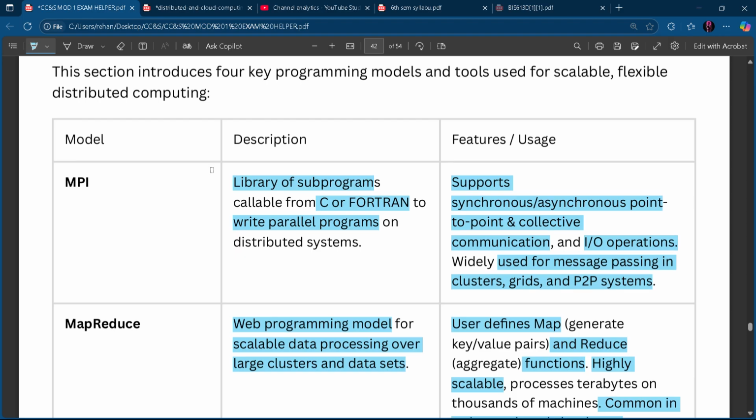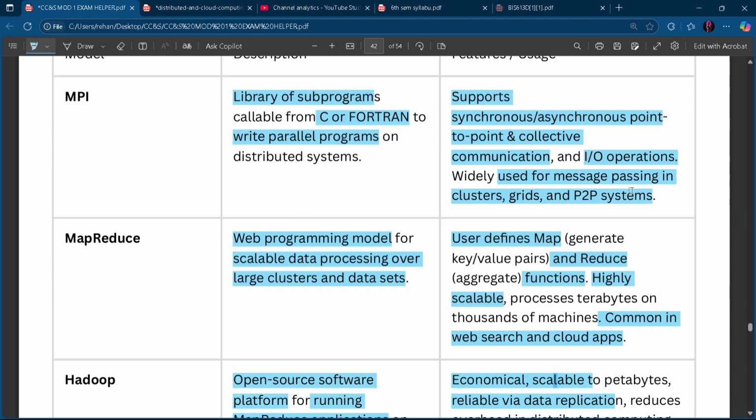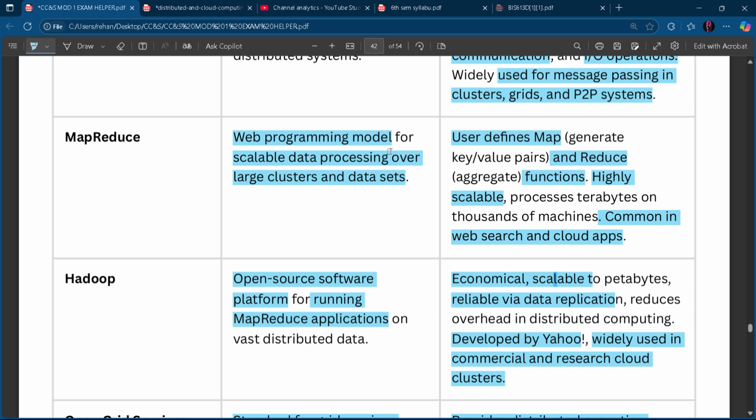But if you just read, MPI, message passing interface, a library of subprograms which can be callable from C or Fortran. Features of user support synchronous, asynchronous, point-to-point and collective communications and input-output operations. It is used in clusters, grids, and P2P for message passing. MapReduce is a programming model for scalable data processing over large clusters and datasets. Users define map and reduce.